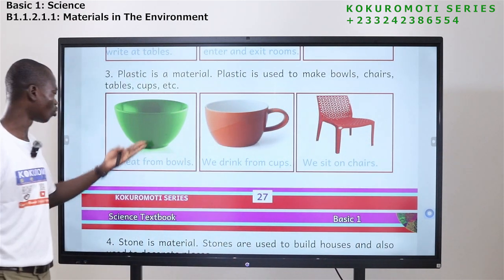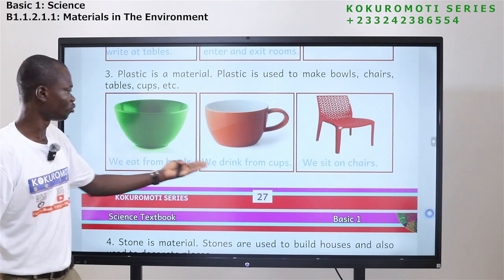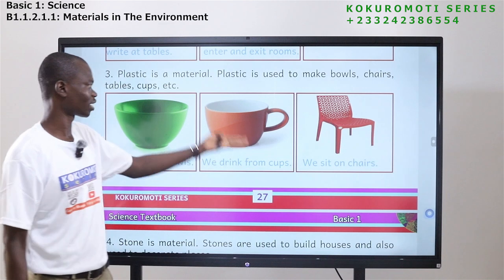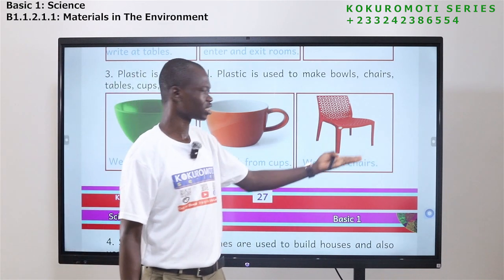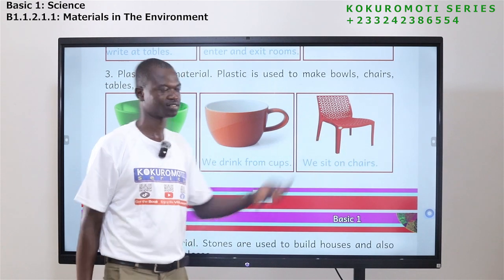And now we have bowl. We eat from bowls. This is a bowl made of what? Plastic. We drink from cups. This is also a cup made of plastic. We sit on chairs. This is also what? Plastic chair. This is plastic chair.